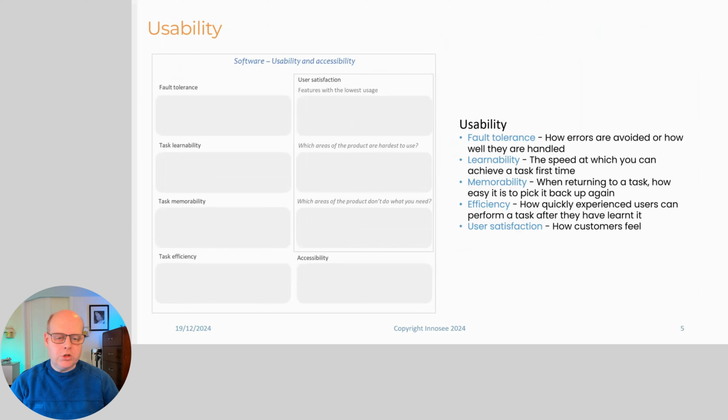Memorability. When returning to a task, how easy is it to pick it back up again? Pay particular attention with those with a very slow cycle time. For example, if one is run annually.